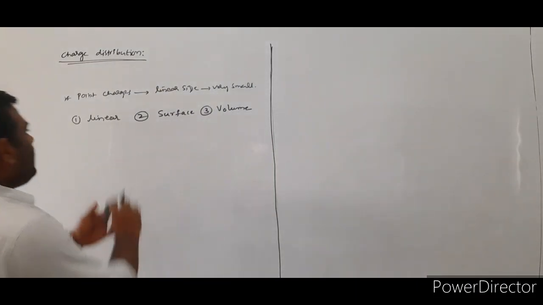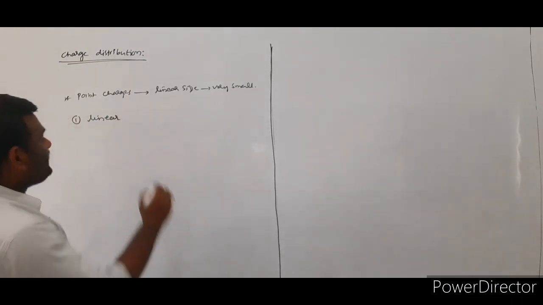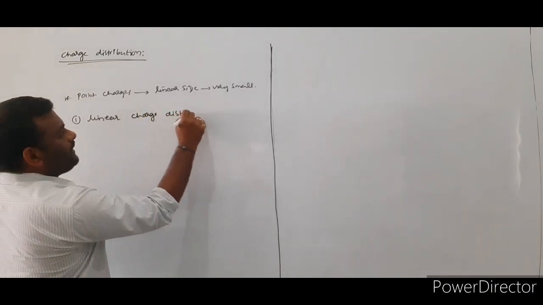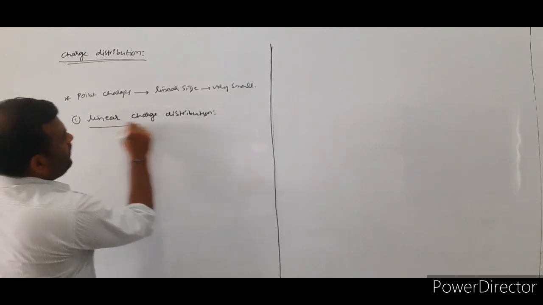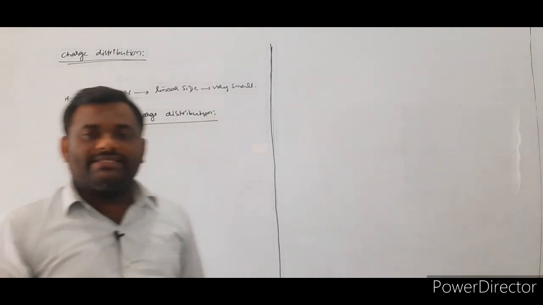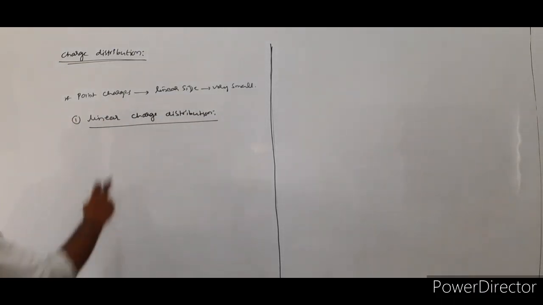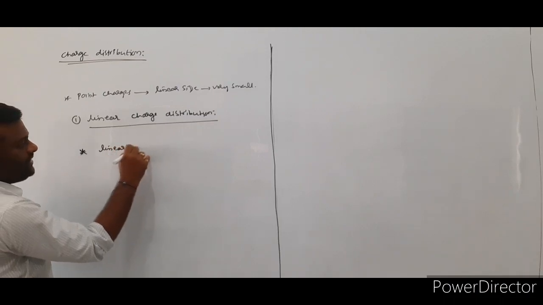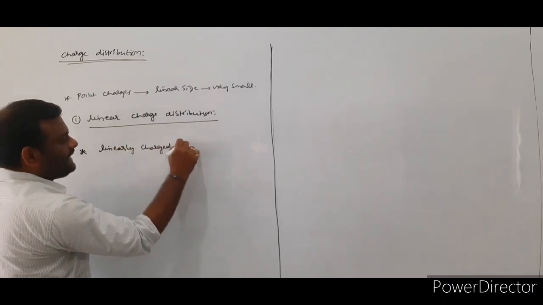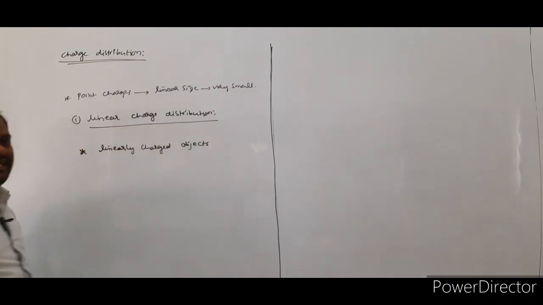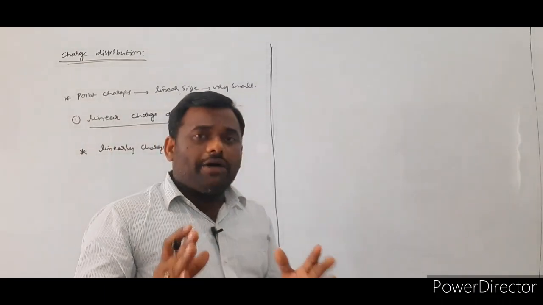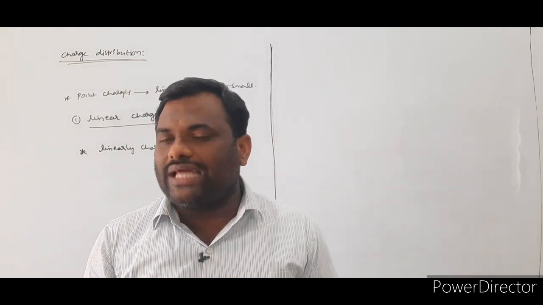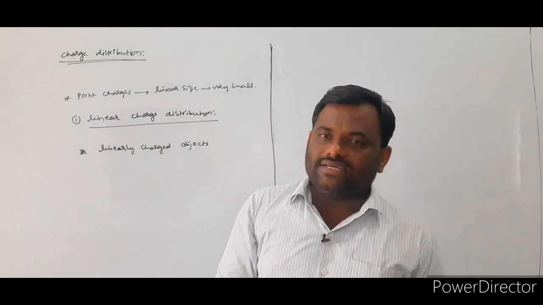What is linear charge distribution? In the case of the linear charge distribution, we consider linearly charged objects. That means whatever object we consider, their length is very much longer with respect to their area. Such objects we call linearly charged objects.